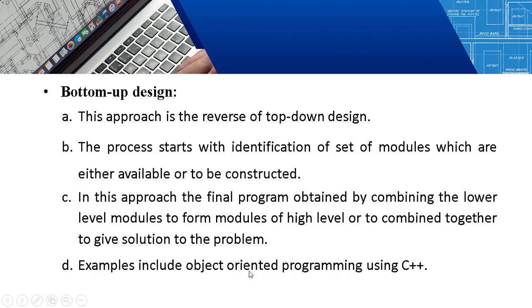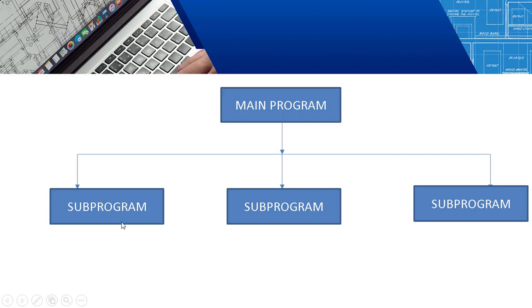Examples include object-oriented programming using C++. Here we have three subprograms. These three subprograms will be combined together to form a main program. So we are going from bottom to top. Then it is called the bottom-up approach.